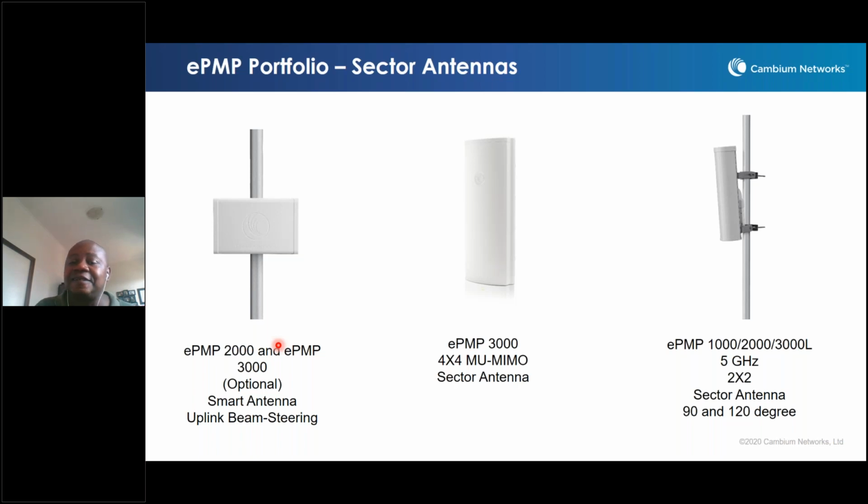Sector antennas, we'll look at the two on the left. Today, with the 3000, you would be looking at this MU-MIMO sector antenna. For the 3000L, however, you'll be using the 2000. Remember, the L is a 2x2 MIMO, so V and H. So you just have two SMA ports, so you'll be looking at the ePMP 2000 antenna for the 3000L. And then of course, far left is the same beamforming antenna for the 2000 and the 3000.